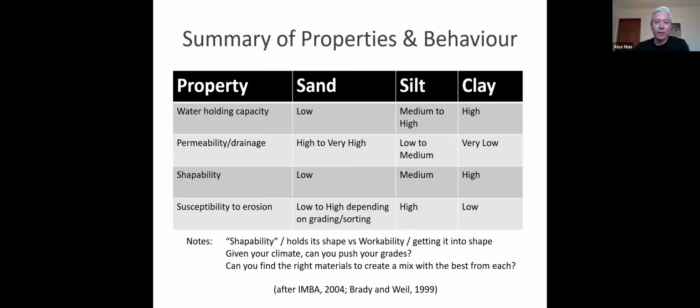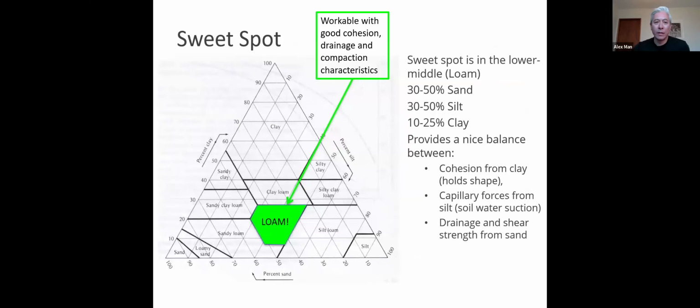This is just a summary table for reference. You can all have my notes. But basically, we have sand, silt, and clay, and they all have their strengths individually, but they're not great by themselves. So the question is, what's the best mix for trails? And there's a general consensus.